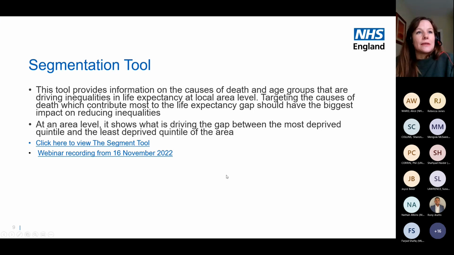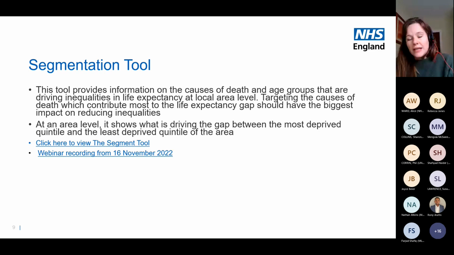The first one is a segmentation tool, and it provides information on the causes of death and age groups that are driving inequalities in life expectancy, and helps us to target the causes of death that contribute most to the differences in life expectancy that we see. The link to the tool is here, and my colleagues in the Local Knowledge and Intelligence Service also recorded a webinar on the 16th, and I've put the link in there so you can go back and have a look at that.